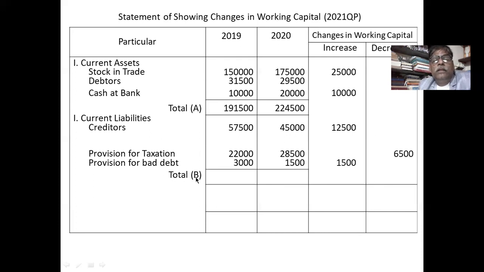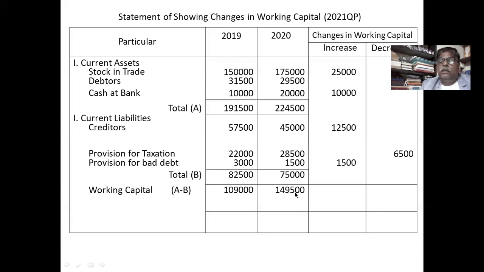Okay. Then you take the current liability total. First column total 82,500. Second column total 75,000. Next is working capital. Working capital A minus B. First column is 1,09,000. Second column is 1,49,500. If you see these two items, this is working capital. Previous year 1,09,000 working capital, current year 1,49,500. So it directly confirms that there is an increase in working capital.